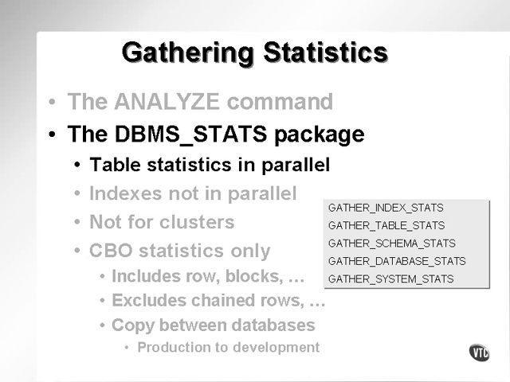In other words, it can use multiple CPU platforms to generate statistics a little bit faster than a single CPU platform machine. As I said, indexes cannot be generated in parallel. It's not possible to generate index statistics in parallel. To generate statistics for clusters, you have to use the analyze command or Oracle Enterprise Manager.